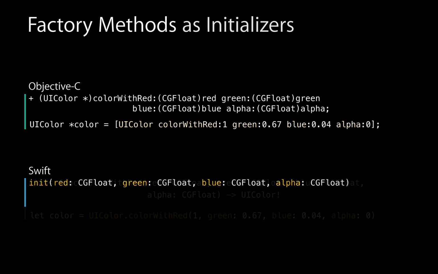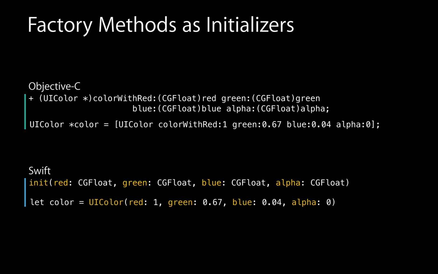So we recognize the common patterns in how factory methods are described in Objective-C and bring them in as Swift initializers. And the really great thing here is we get that common initialization syntax for all of these Objective-C APIs. You don't have to think, is there an init method for this, or is there a class method for this? It's there as an initializer.